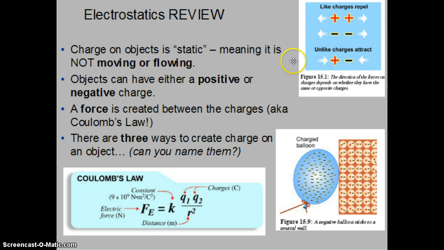Objects can have either positive or negative charge, right? Like charges repel and opposites attract. And a force is generated or created between the charges. And that's where we apply the concept of Coulomb's law. Q1, the charge of one object, along with the charge of the other, is going to determine if it's either repelling or attracting. And then we have the most important feature here, distance.